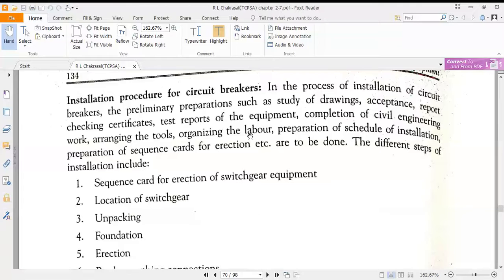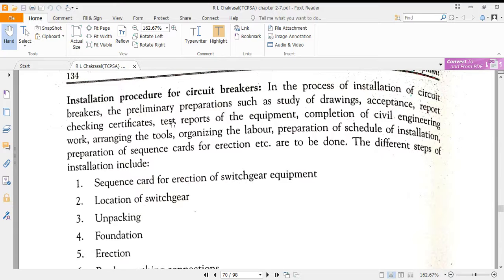Then coming to installation procedure. Look at this installation procedure. This installation procedure is same for all the equipments, all electrical equipments. Most of the time, these are the standard guidelines. In the process of installation of circuit breakers, the preliminary preparations are to be made. What is that? Study of the drawings, then acceptance reports, checking the certificates, test reports.